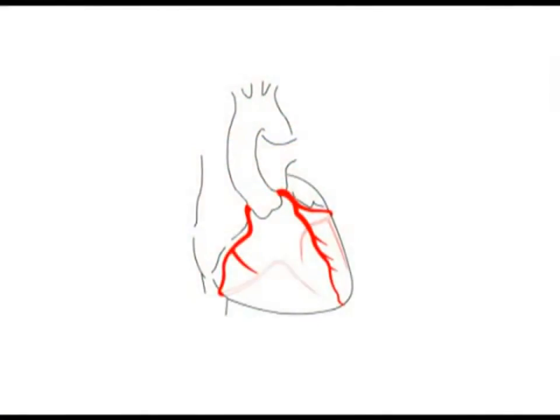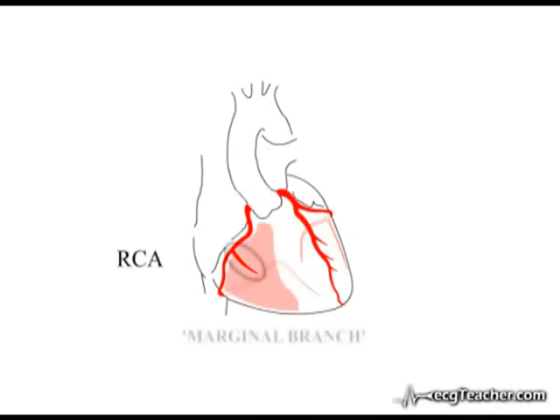The heart is supplied with arterial blood by the branches of the right and left coronary arteries. The right coronary artery, or RCA, supplies the right ventricle through a marginal branch which arises near the origin of the vessel.